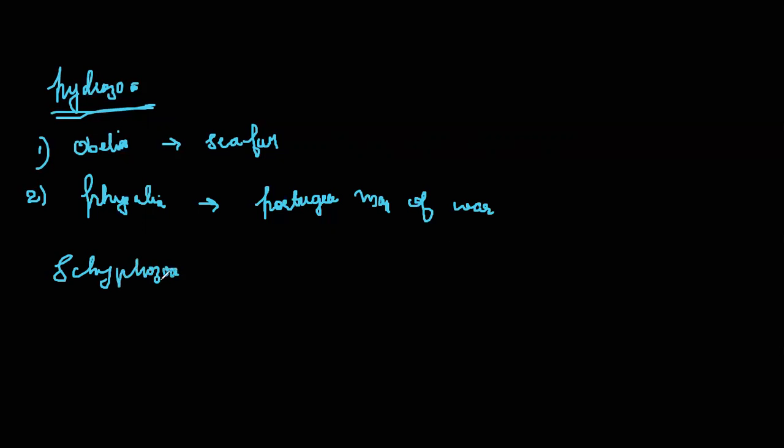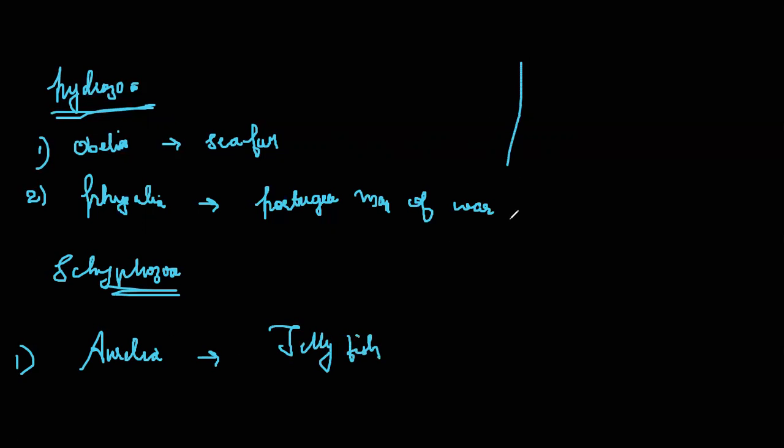Second one is scyphozoa. First and last one, it's Aurelia. That's the example that you have to learn. It is known as the jellyfish. All those common names that I give in terms of this coelenterata are previous year questions. The third one is the anthozoa, very important.